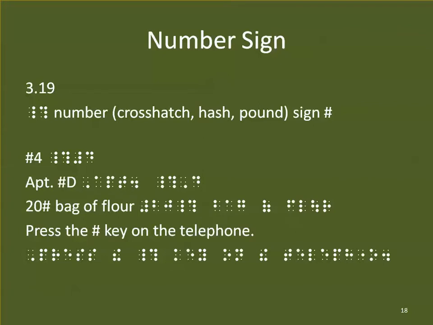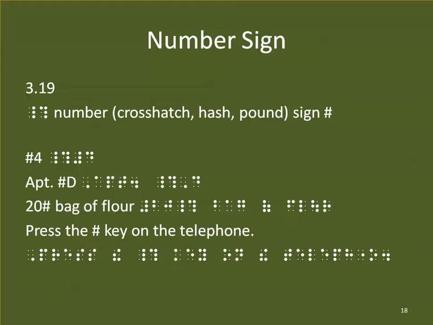The number sign. This is called many different things. It might be called a crosshatch or a hashtag or a pound sign, or a tic-tac-toe sign. So no matter what we call it, it's still the same symbol. So we're using the same symbol in Braille as we do in print. And this is not changed from what we had before.